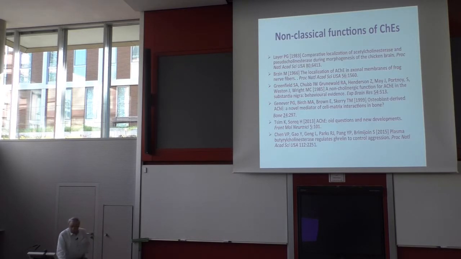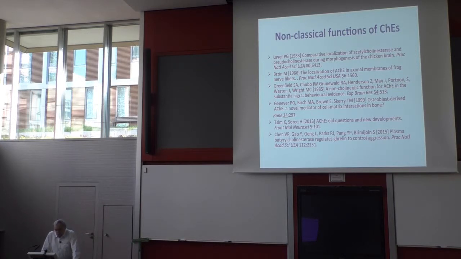So, non-classical functions. Here's a paper, the first one by Paul Layer, who only recently, last fall, closed his lab in Darmstadt, a very serious neuroanatomist and developmental biologist. This is a paper in 1983. Comparative localization of acetylcholinesterase and pseudocholinesterase, or butyrylcholinesterase, during morphogenesis of the chicken brain. And what he shows is that in the chicken brain, before there are any synapses whatsoever, you have very tightly regulated projection of acetylcholinesterase and butyrylcholinesterase in cells, which make very exact and precise migrations. We have no idea what these enzymes are doing biologically whatsoever.